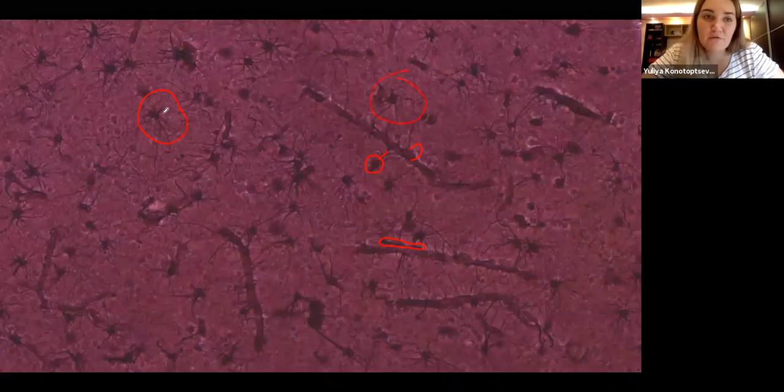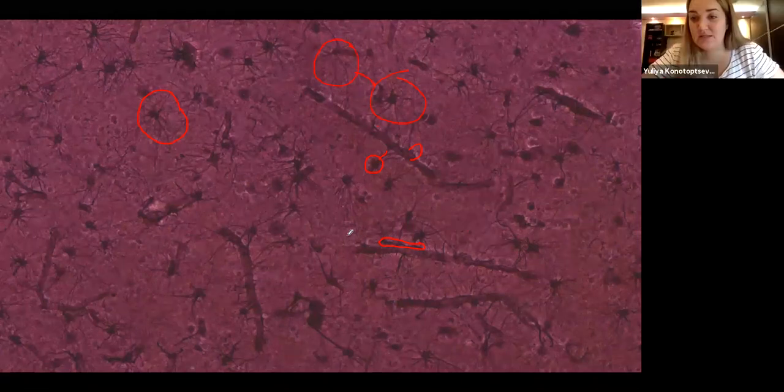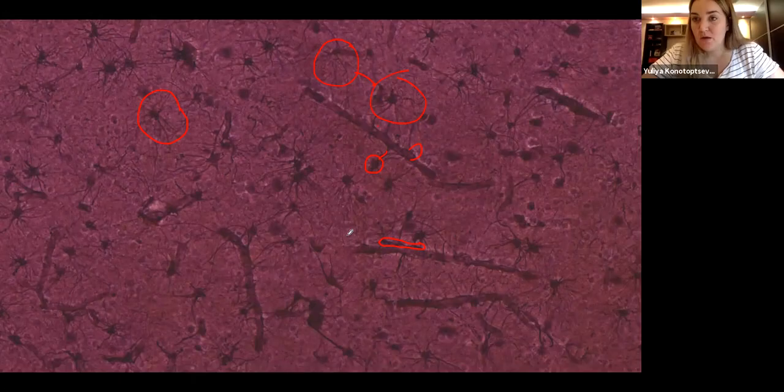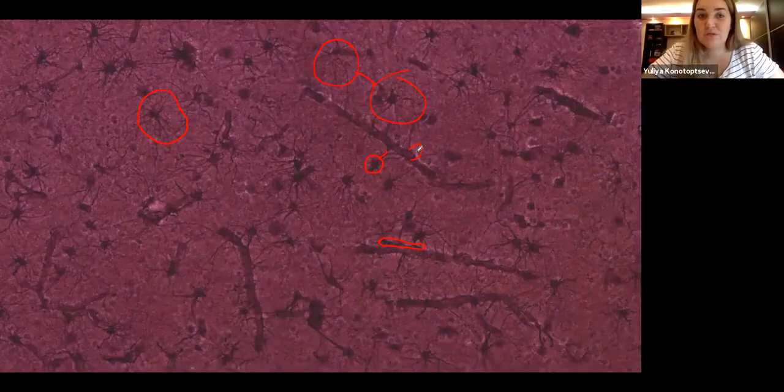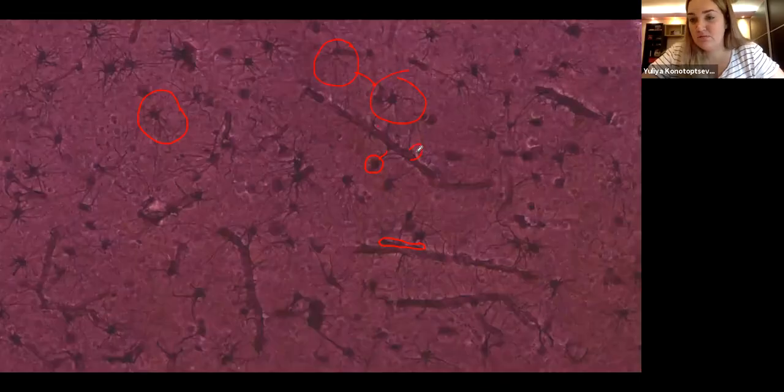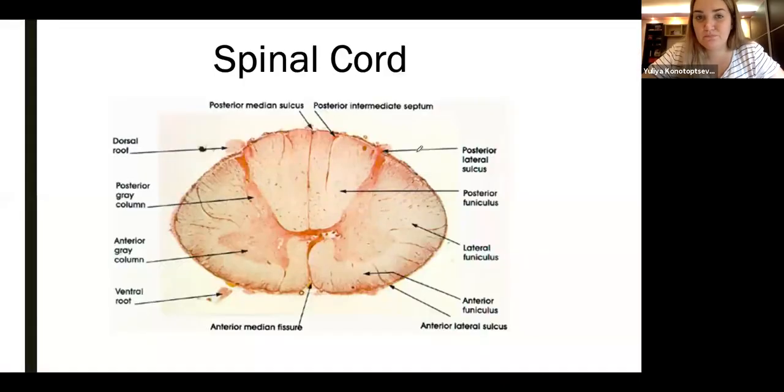No, you can see that the processes are much longer and they don't branch as much. So which astrocytes are these? Fibrous astrocytes. That means that this is the medulla of the brain, or in other words, white matter, right? This is the white matter of the brain. So from these pictures alone, you must be able to say, right? So is this a protoplasmic or a fibrous astrocyte?